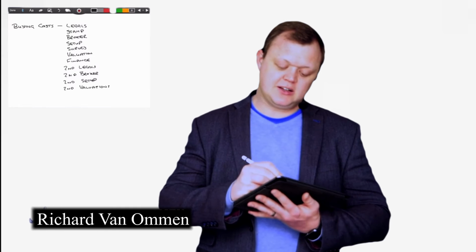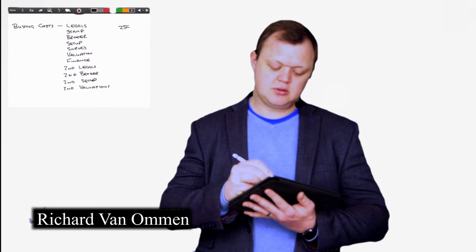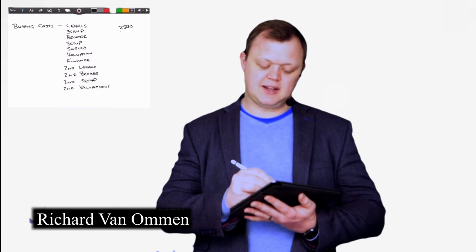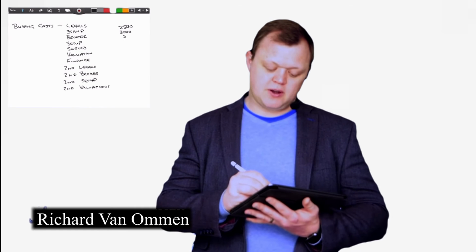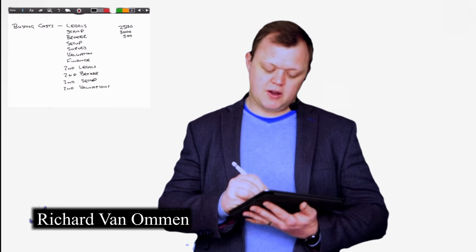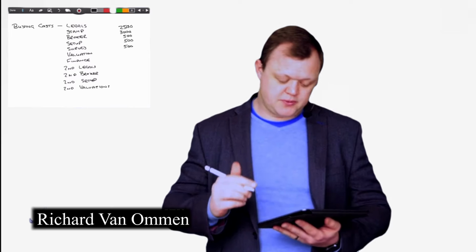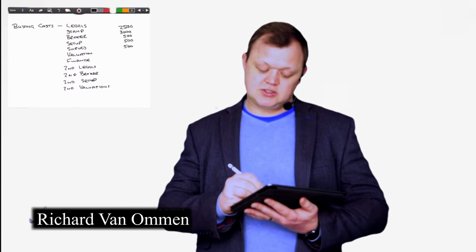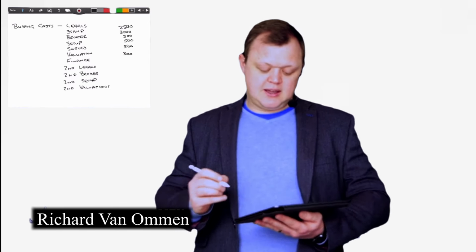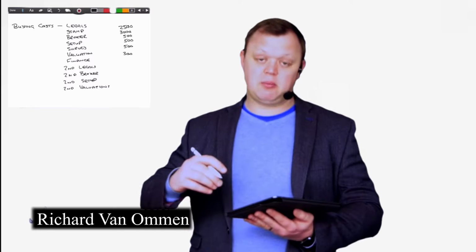So if we have our standard legals at 2,500, our stamp duty, let's just say in this instance is 3,000. Like I say, you'll be going online and researching it yourself. It's easy enough to find a calculator. Brokerage of 500, setup of 500, survey of 480, believe it or not. So I'm not just putting figures from the air. These are actual figures that we work to. Valuations of 300. Okay, so your finance costs is how much.